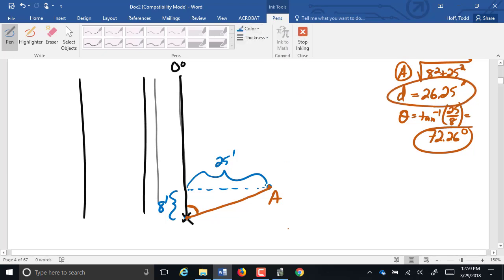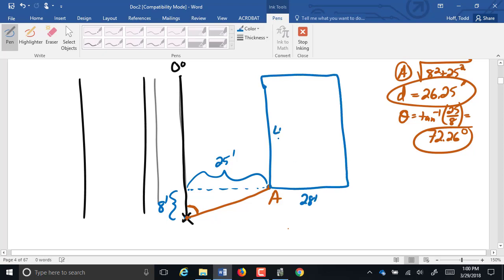Let's say we want the second corner of this building. Let's say this building is going to be 28 feet by 40 feet. Make sense? So we want the second corner of this building right there. We're going to call that point B.